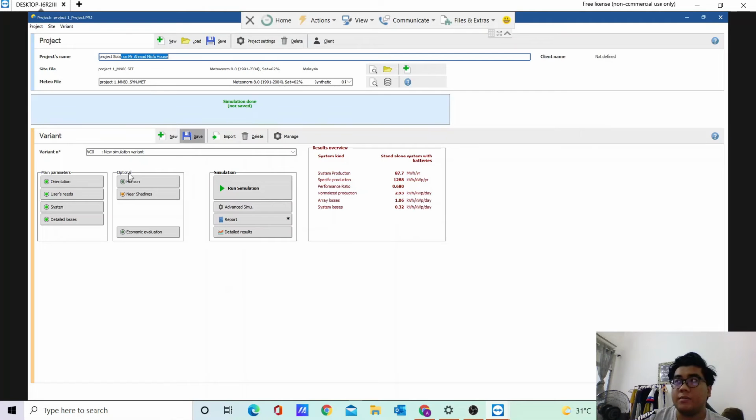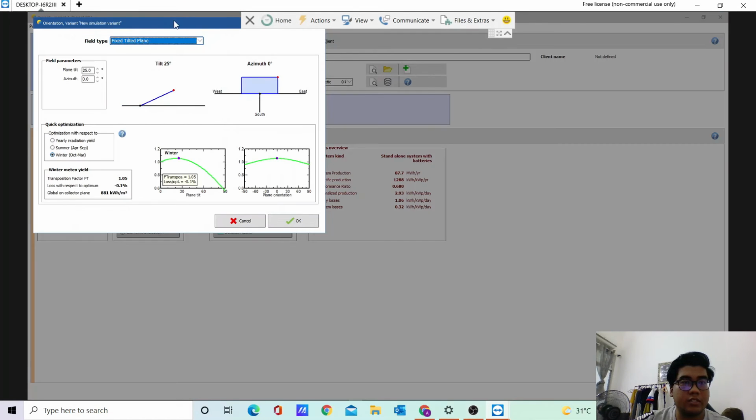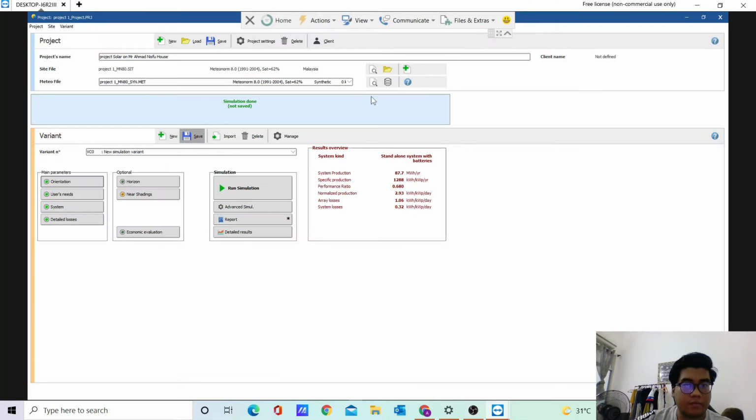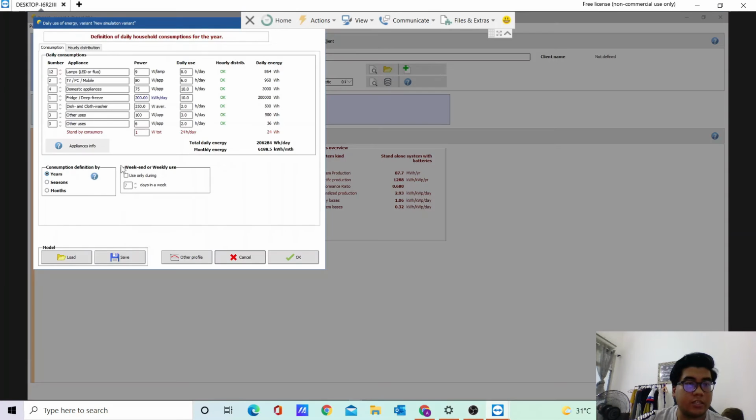So for the variant, first we need to open the orientations. For the plane tilt, we use 25 degrees, and then the azimuth is 0. So you can see the tilt and the azimuth for the orientations. And after that we can go to user's needs.